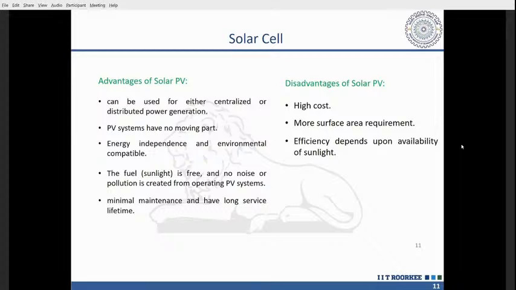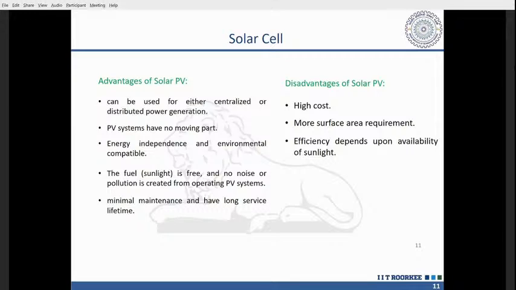So this gives energy independence and is environmentally compatible, of course. The only thing I could say from my previous experience is that solar energy has an impact. I am not denying it, if some researchers are saying so. But not many impacts, and major advantages. It has minimal maintenance and a long service lifetime. 28 years, can you imagine? 20 to 28 years one solar panel can work for you.